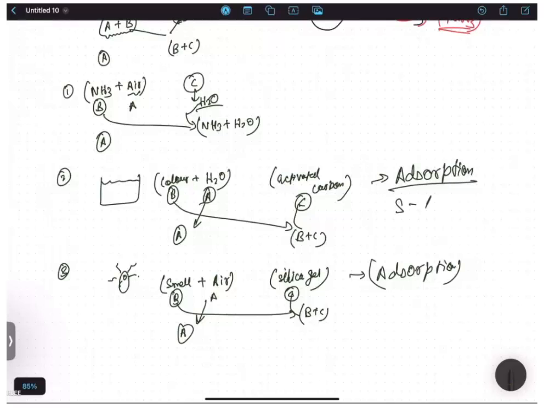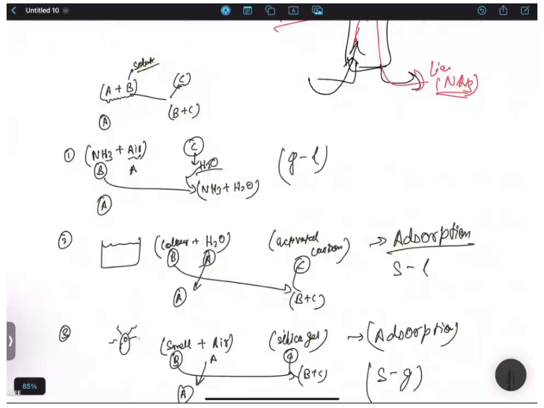This is solid liquid and this is solid gas. Okay, this is your gas liquid operation. Okay, absorption and stripping also. So what is stripping? Stripping is just the opposite of absorption.